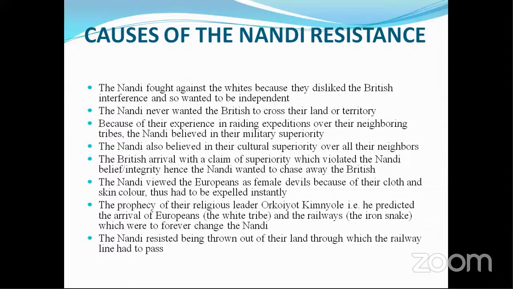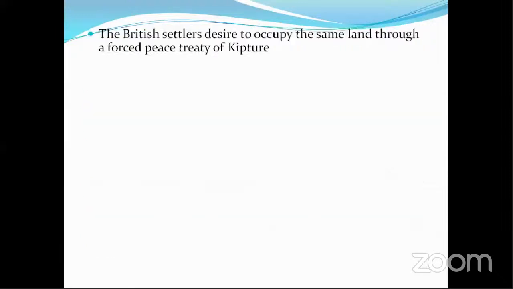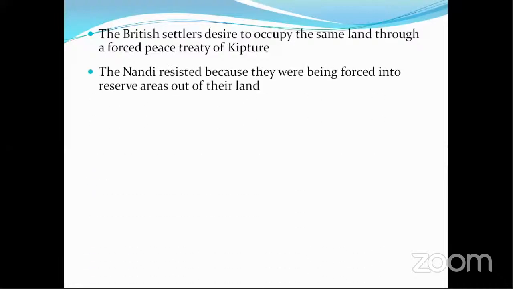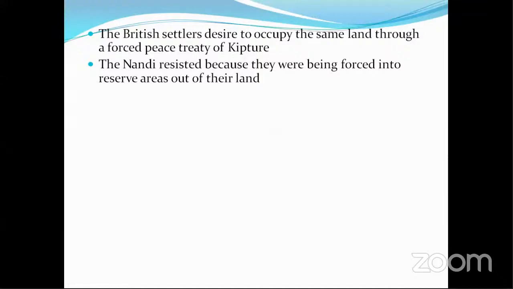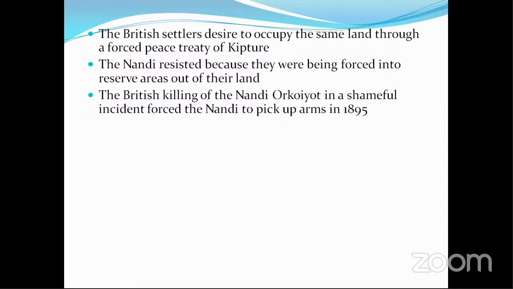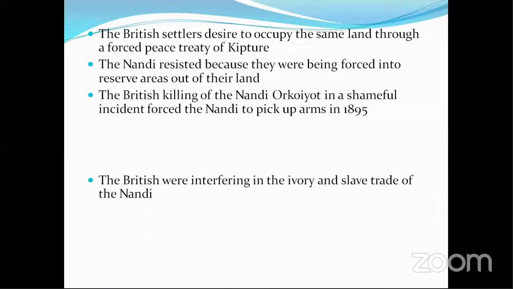Then there is also, they never wanted to be thrown out of their land. That point, someone has also mentioned it. Then there is also this one here, that they never wanted the settlers to occupy their land. Then they were being forced into reserves. Someone has given that point. The killing of Okoyote in 1895. We are talking about Arap Samoei Koitarel, who was killed by the British in, let me see. No. This was Kimunyole. And they were forced to pick up arms.